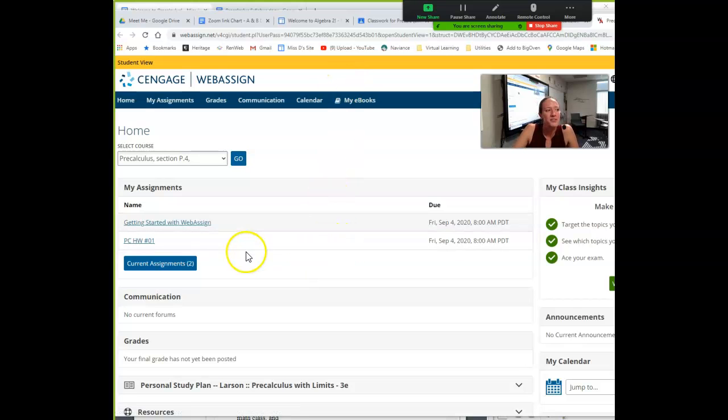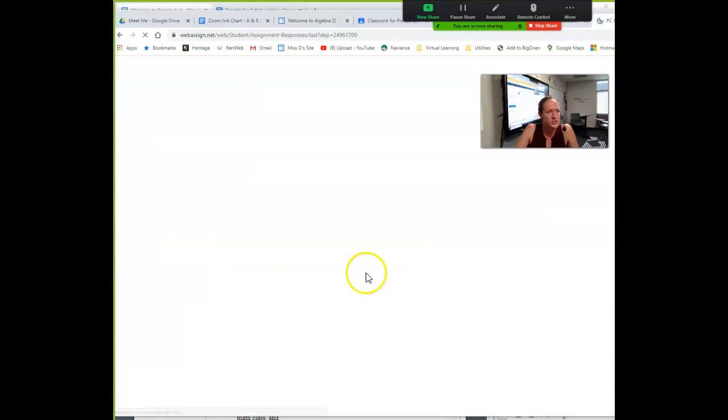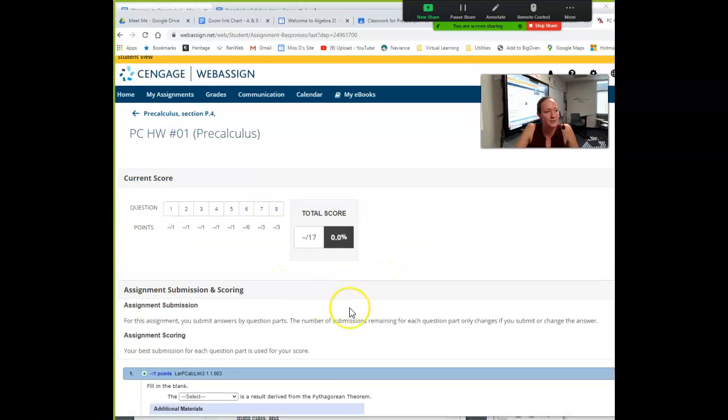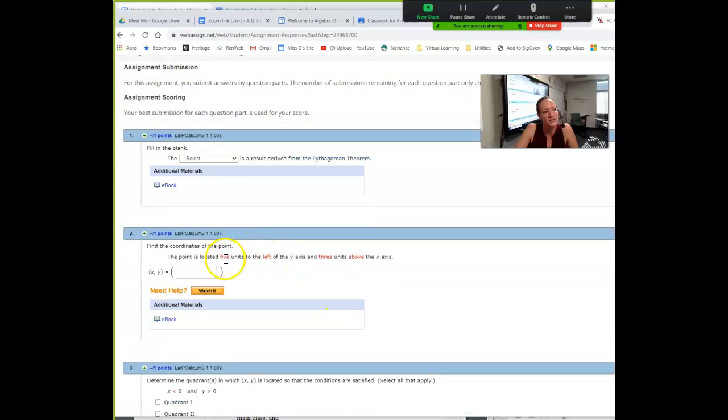So that's kind of a bummer, but the nice thing is when you go in and do this homework, let me get back into it. Even though it's not exactly the same, in this one right here the book might say something about 3 left and 4 above. It's going to be the exact same question, just the numbers are a little bit different.